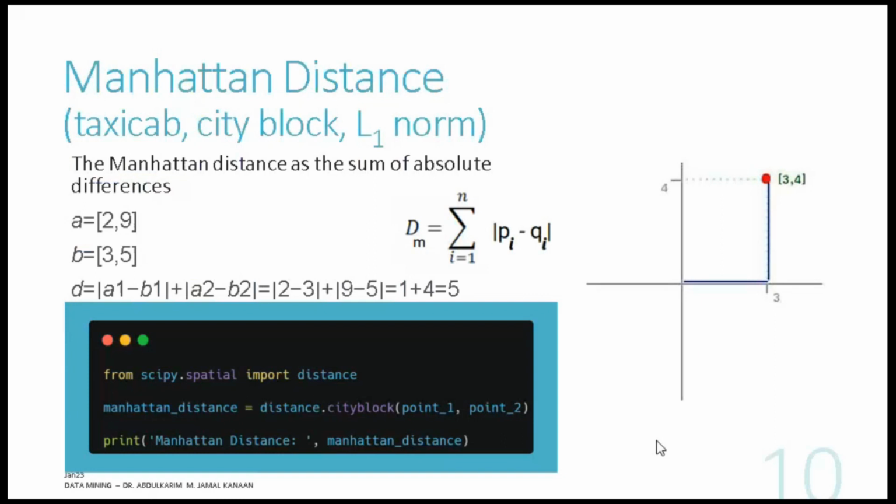Let's say I have two objects, object A and object B, and two features. Feature 1 has the value 2, feature 2 has the value 9. For object B, feature 1 has the value 3 and feature 2 has the value 5. I wish to calculate the distance using Manhattan. Simply, you subtract between the values while taking the absolute. So we start with A1 minus B1. That means I take the first value from A minus the first value of B, right?